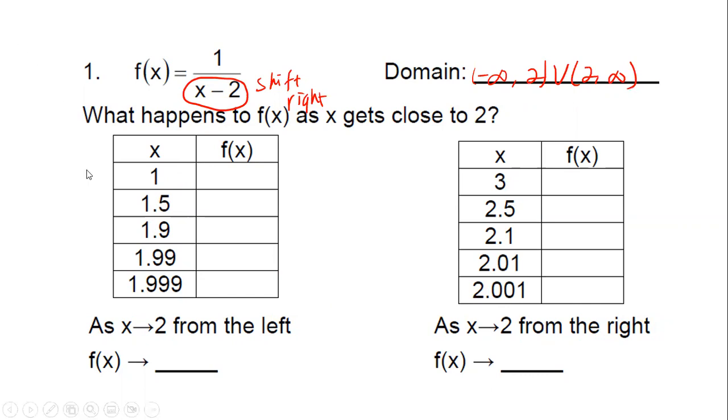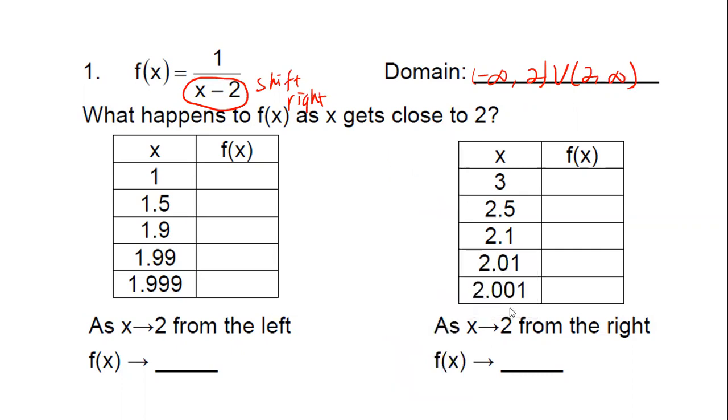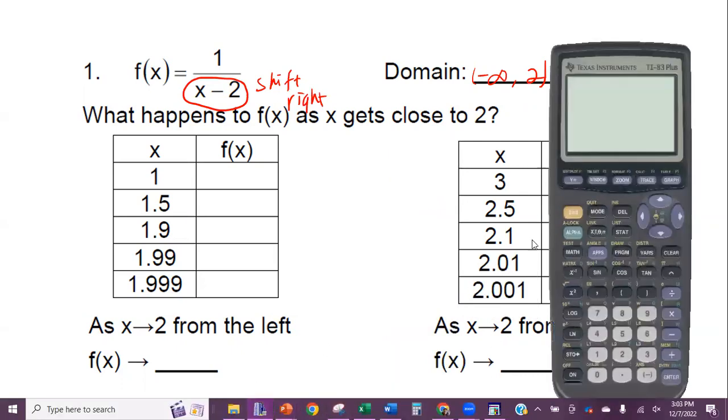Now, what I'm going to do is use my calculator. You don't have to use one, but if you want to follow along, you can. I'm going to pull up the graph. Let me reset mine. Second plus 7, 1, 2. Okay. So I'm going to go to y equals, and I'm going to put in 1 divided by x minus 2.